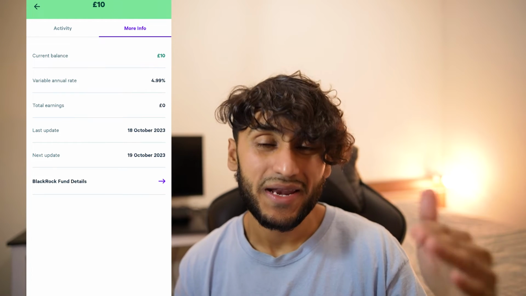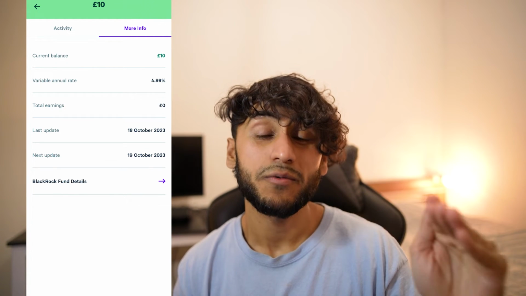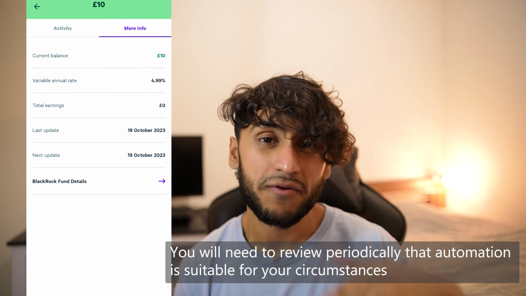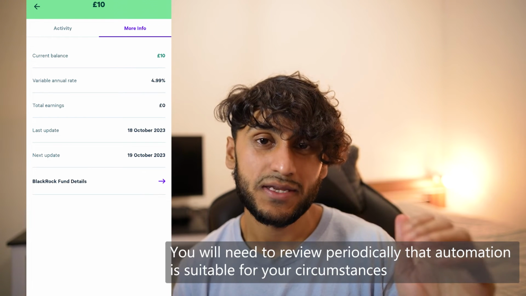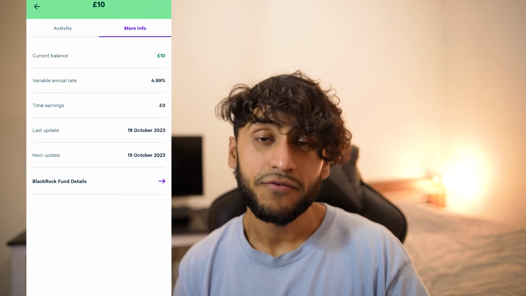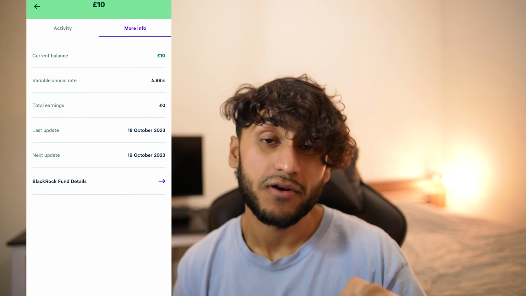But because Plum will manage this by themselves, you don't have to worry about the behind the scenes. That will just get reinvested. And eventually in the pockets menu, you can see the interest gained. Now, if you really wanted to, you could also see the BlackRock fund details.